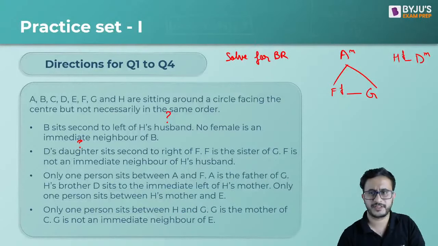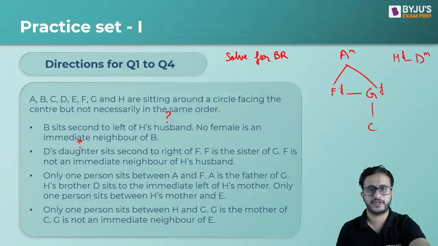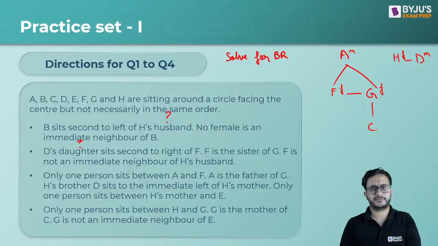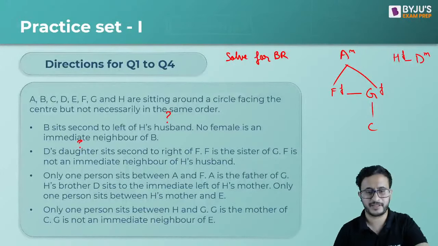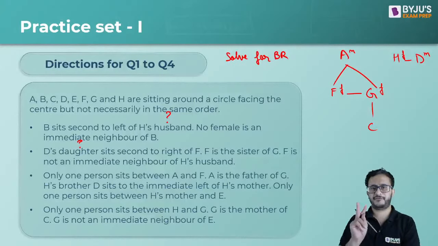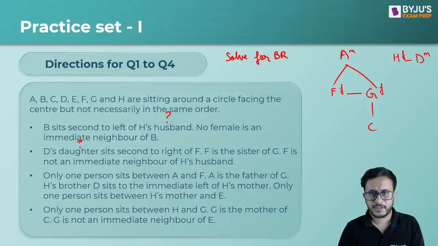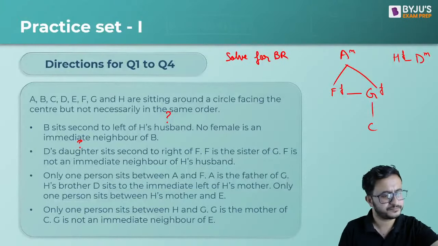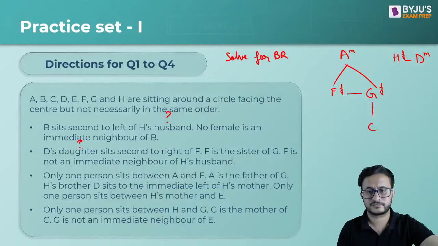G is the mother of C. So G is also a female. Now we cannot connect the remaining two people. We have not even connected these two. This is a separate pair and these are a set of 4 people. So we need 2 more people. Who are they? B and E. Can I find some relation? Who will be B? Who will be E? This is an interesting set. Can you find something for B and E?